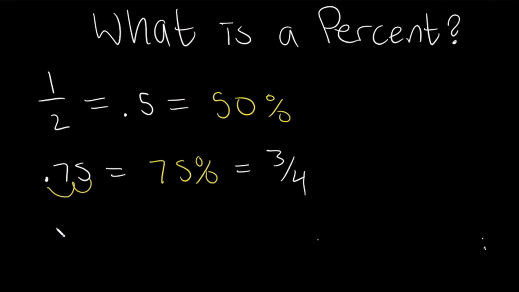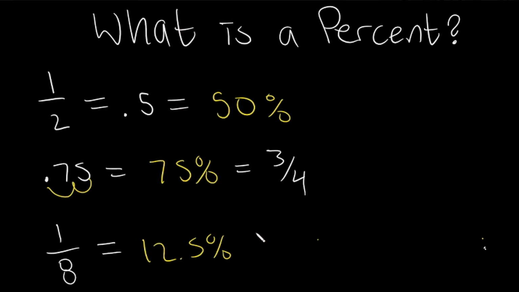So let's say we started with 1/8. We want to know this as a percentage. Well, we know 1/4 would be 25%. Divide that by 2 would be 12.5. So we would have 12.5%. So what would this be as a decimal?